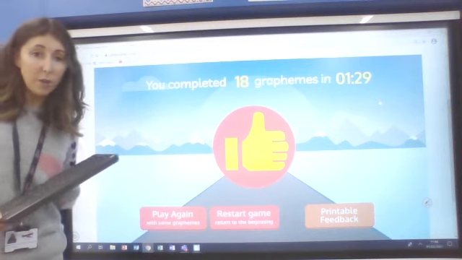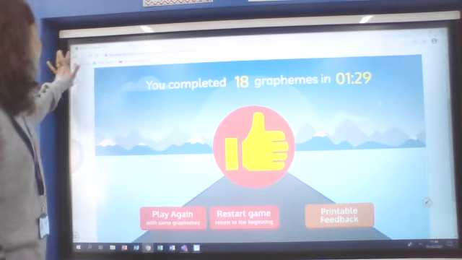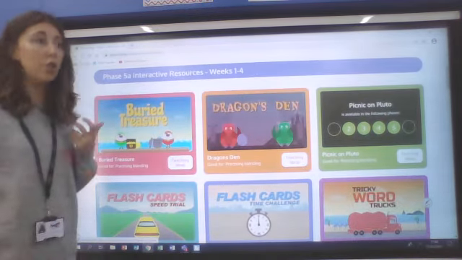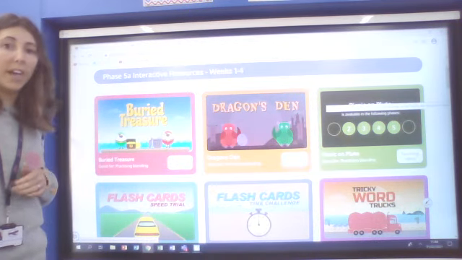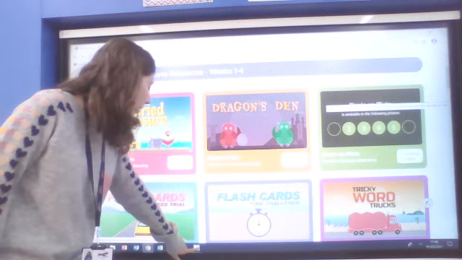Remember, if there's any of those digraphs that you were struggling with, on Phonics Play, you can go onto some of our other games and you can just select just those graphemes for you to have a little look at, so you can get a bit more sure of those if there's any that you're struggling with.